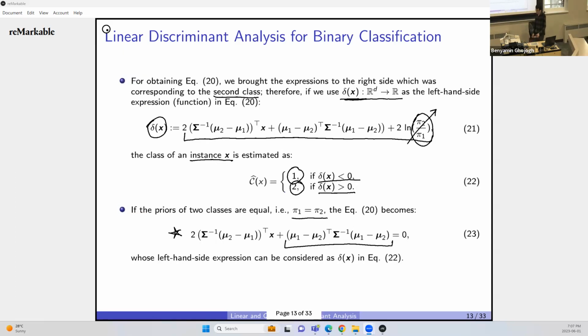We said that if we denote the equation of the decision boundary by delta x, then by the sign of delta x, we can decide which side of the line we are on, hence which class the point belongs to. And if the priors are equal, it simplifies further to equation 23.